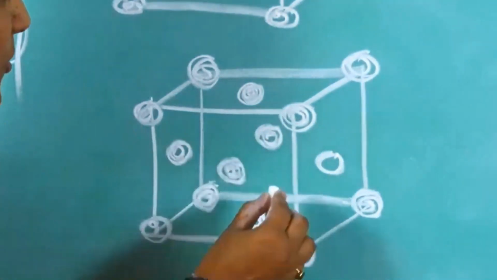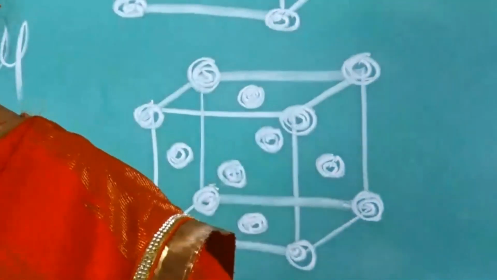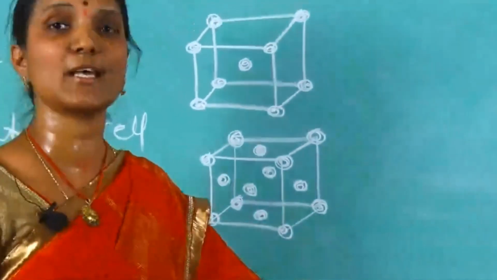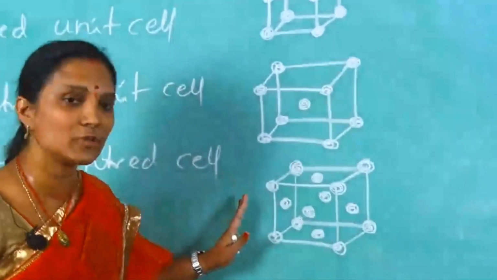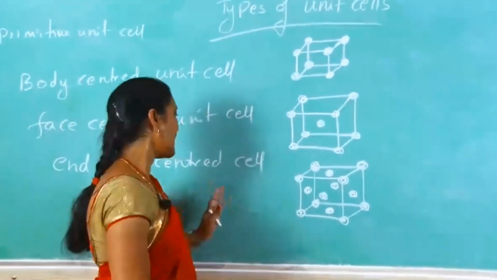Now, particles occupy the corners and also the face centers. If the constituent particles occupy the corners and also the face centers, then that unit cell is named a face centered unit cell. Clear?